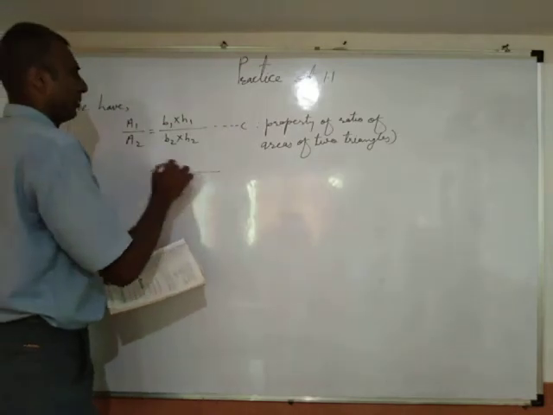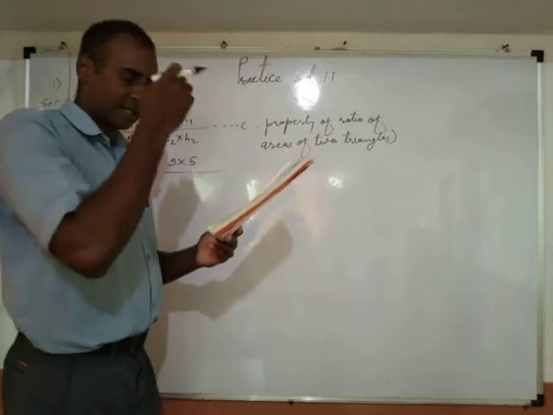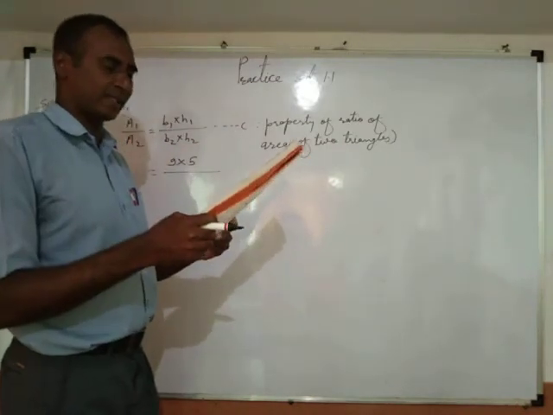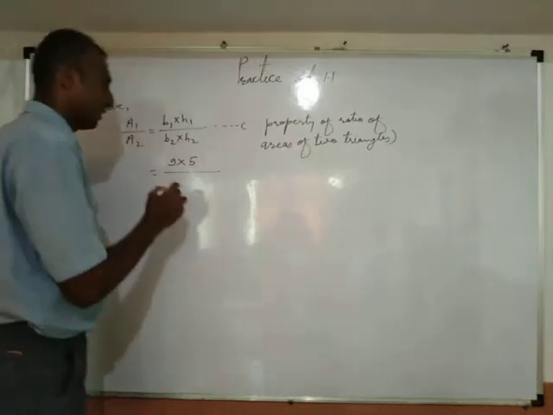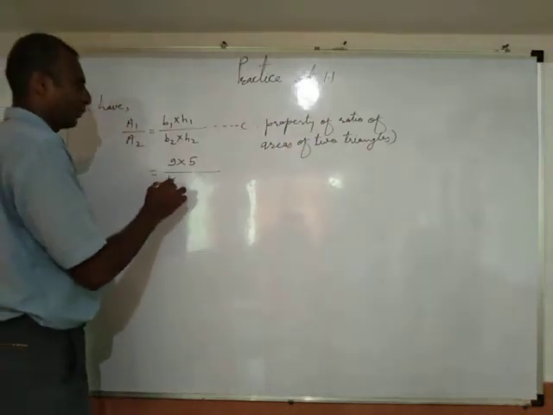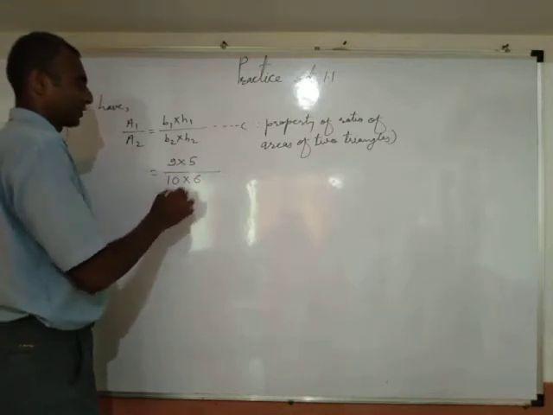Means B1 is 9 and H1 is 5. Base of another triangle is 10 and height is 6. Means B2 is 10 and H2 is 6. That's why let's put these values at the denominator, 10 into 6.